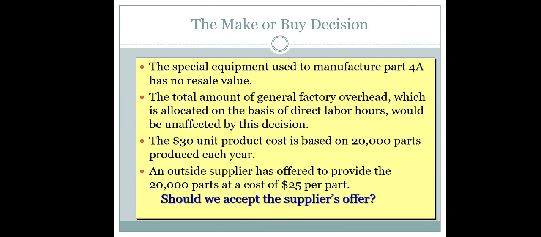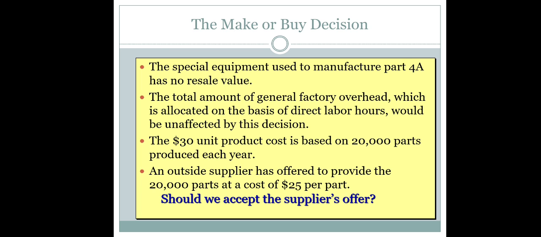These are additional information. For the first information, the special equipment used to manufacture part 4A has no resale value. What does it mean by no resale value? It means that if the business stops producing part 4A, the machine is still there and cannot be sold. Every year the machine still has to be depreciated. The depreciation expense does not stop; every year it has to be recorded.